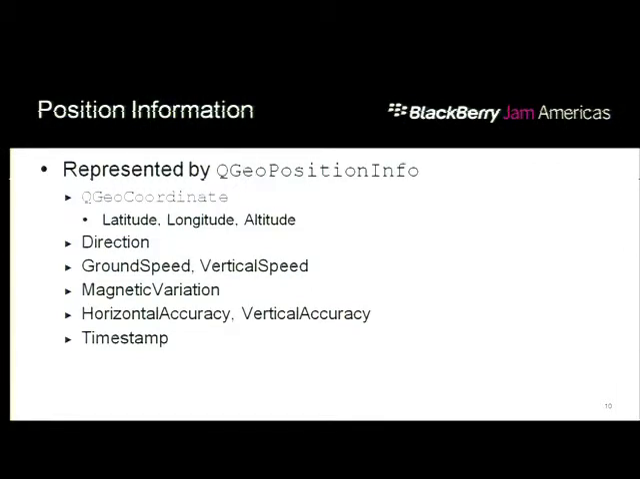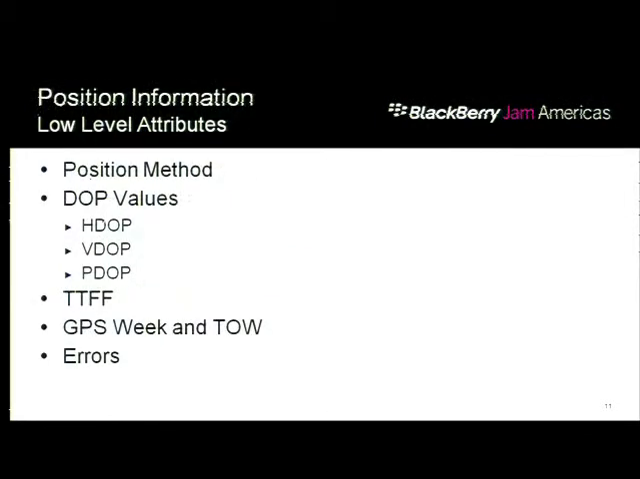It also has information such as direction or heading, ground speed, vertical speed, magnetic variation from true north, and the accuracy values both on the horizontal axis and the vertical axis, as well as the timestamp when the fix was computed. Now, besides those basic information, which will probably satisfy most of the use cases, if not all, you can still get some very low-level attributes.